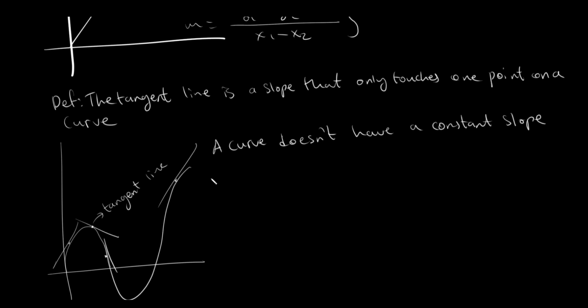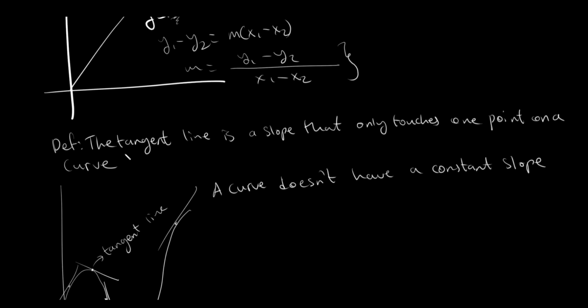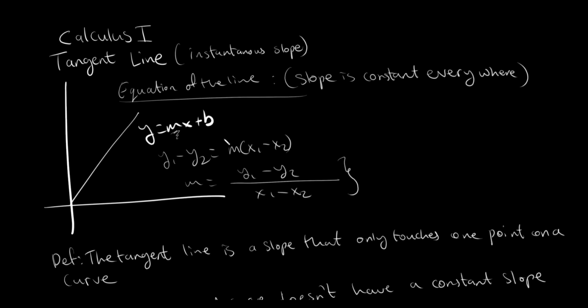This is why the slope is not constant in a function. And later on you're going to see that we're going to use derivatives to find those tangent line functions. So you guys just need to know the definition of a tangent line, and that a curve doesn't have a constant slope. The slope is different at every point, and the tangent line is different at every point. So this is about the tangent line.